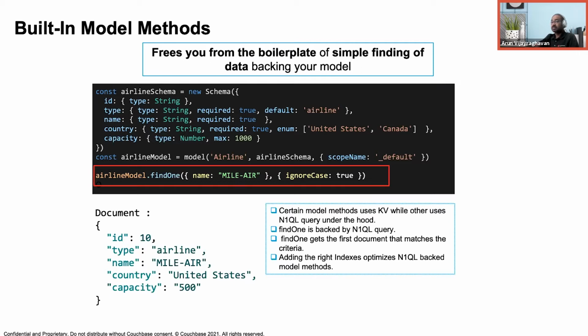Some model methods are backed by key-value operations and some by N1QL query. Find one, as you see here, is a method that is backed by N1QL query and finds the first document matching a given filter criteria. It is important to have the right set of global secondary indexes in place before using an N1QL-backed model method. Ottoman offers you ways to create global secondary indexes. Please refer to our documentation for further information. By now, you might have guessed it right. Model methods give you agility.